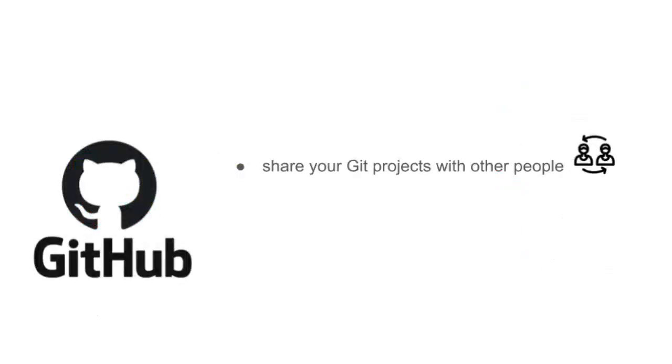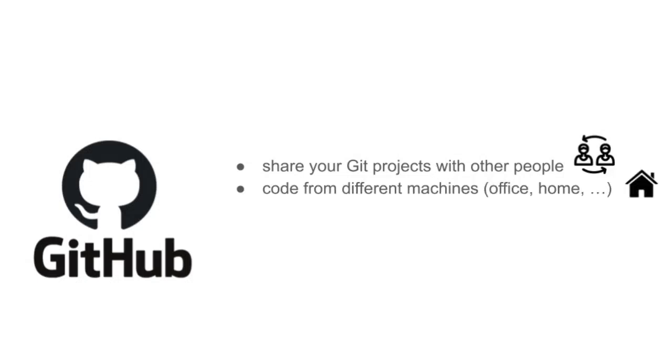Based on Git, GitHub improves three main points: sharing your Git projects with other people, coding from different machines, from the office, from home, etc. And it also fosters collaboration and teamwork, so you can build tools with people from all around the world.